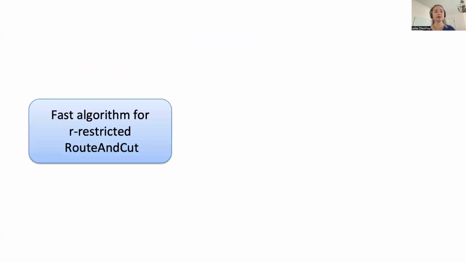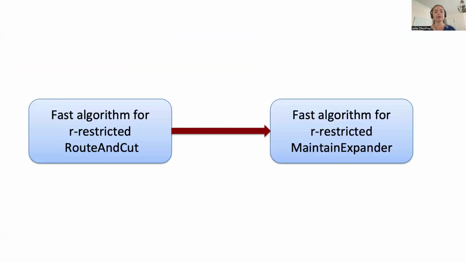So our reductions are a little bit more careful. We show that if we can get a fast algorithm for R-restricted route and cut, then we get a fast algorithm for R-restricted maintain expander.